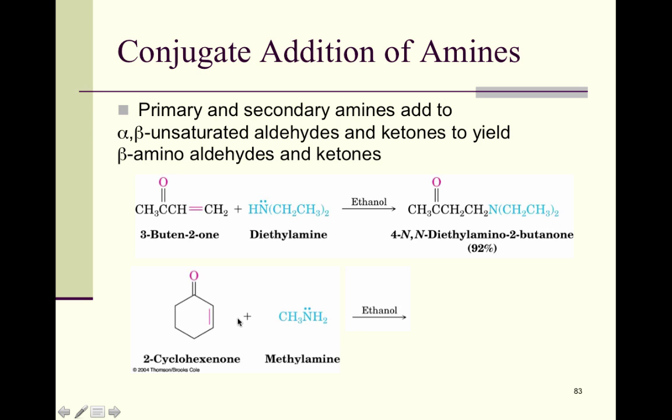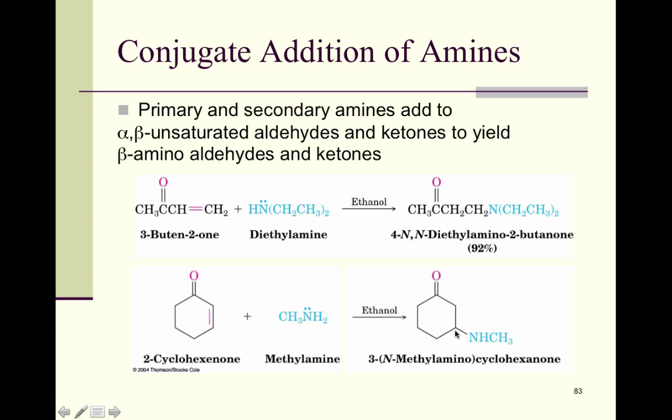All right, let's try this on your own. So this again is an alpha beta unsaturated ketone. It just happens to be on a ring. So let's check. Does this amine have an available hydrogen? Yeah, in fact, it has 2 available hydrogens. Only one's needed. So this nitrogen is going to attach where? At the beta position. The double bond's going to go away.